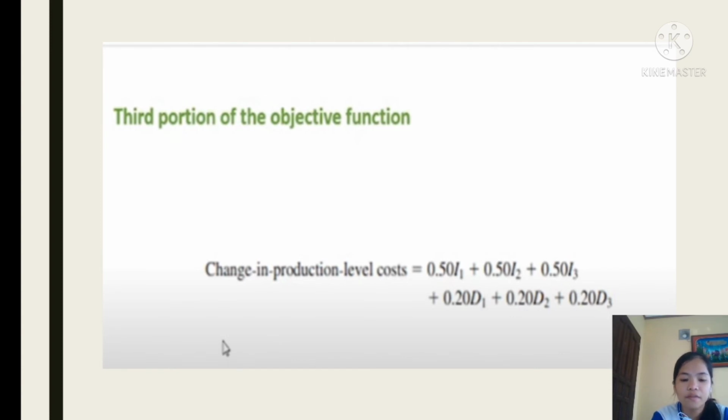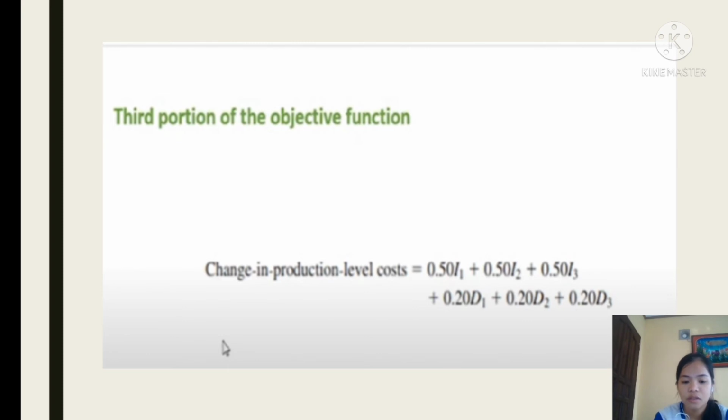After estimating the effects of employee layoff, turnover, reassignment, training costs, and other costs associated with fluctuating production levels, Bollinger estimates that the cost associated with increasing the production level for any month is $0.50 per unit increase. A similar cost associated with decreasing the production level for any month is $0.20 per unit. Thus, we write the third portion of the objective function.